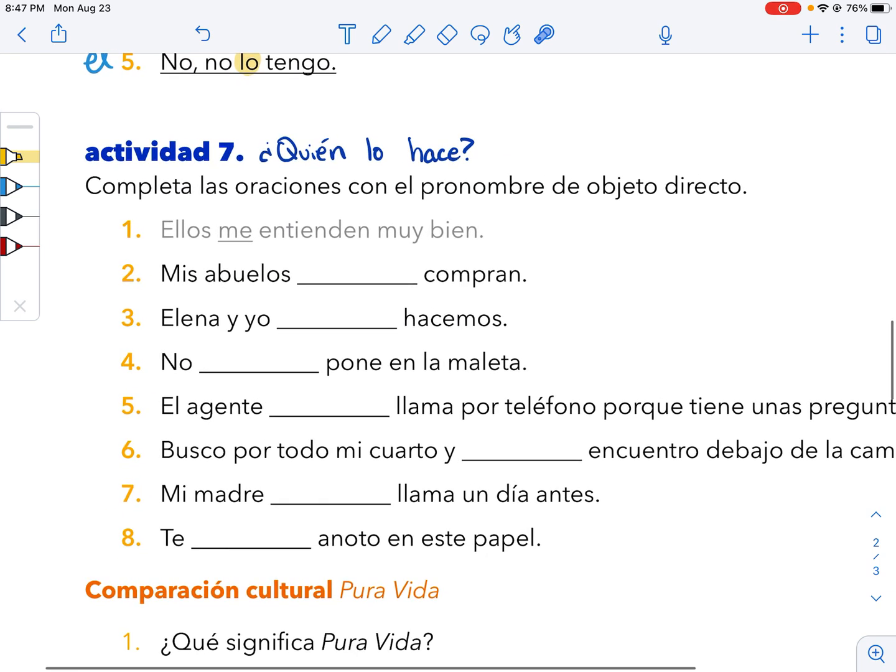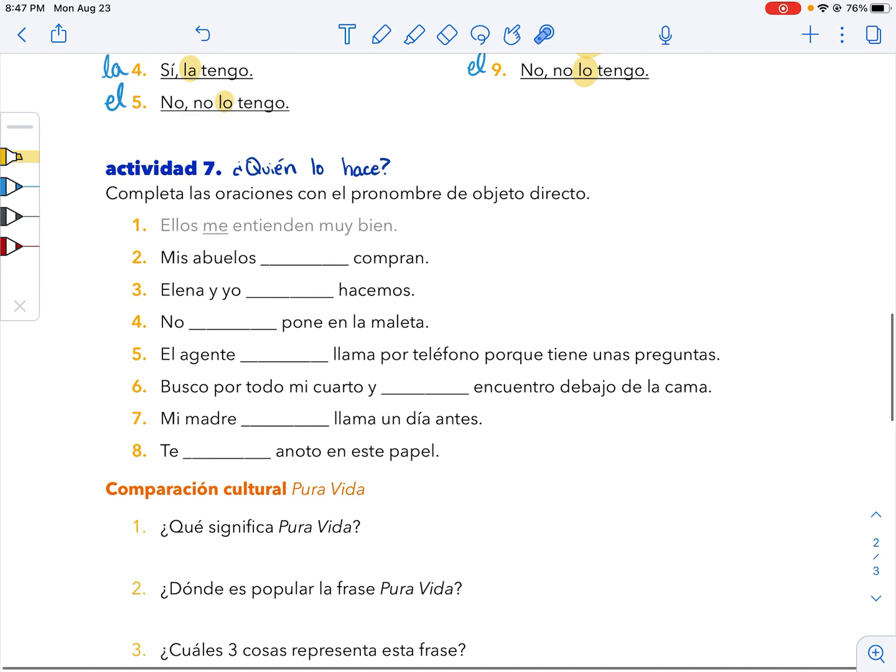Now let's read Actividad 7. Actividad 7, it gives you an opening sentence, and then you need to include a pronoun in it. So we're going to do that. For example, the first one says, hablo en español con mis abuelos. I speak in Spanish with my grandparents. Ellos entienden muy bien. They understand me. So ellos me entienden muy bien. So go ahead and do the rest of Actividad 7. Fill it in and check back to correct your answers.